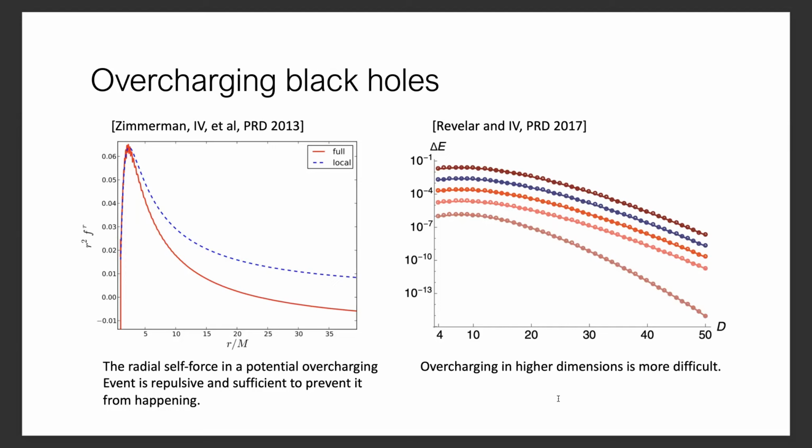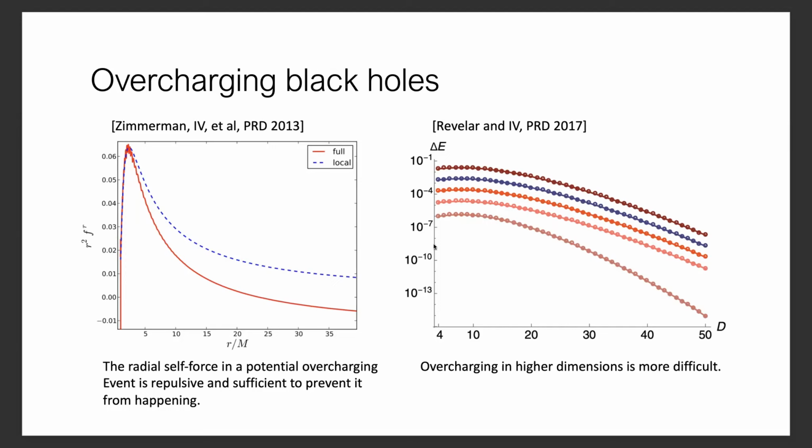And one of the surprising things that arose from our calculation is it seems as if the higher dimensions actually make the process more difficult. So the plot that you see here shows this delta E, which you can think of as basically the allowed energy in the space of overcharging orbits. So the smaller this is, the narrower this space becomes.